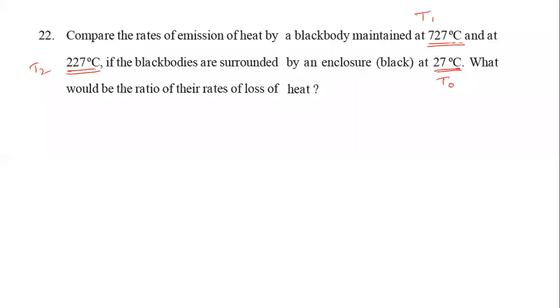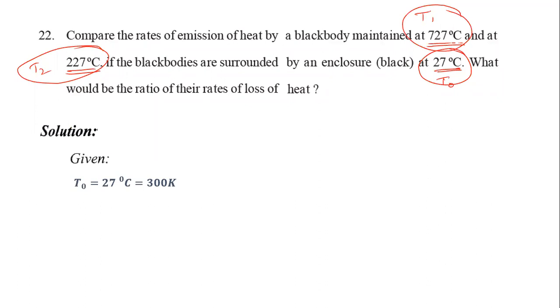So we are given here T1, T2 and the temperature of the surrounding T0. All the temperatures we have to convert into Kelvin. Now let us list the given here. Given T0 is 27 degrees Celsius, which we converted into Kelvin, it is 300. T1, 727 degrees Celsius, means 1000 Kelvin. T2, 227 degrees Celsius, means 500 Kelvin. And we have to find out the ratio of rate of loss of heat.